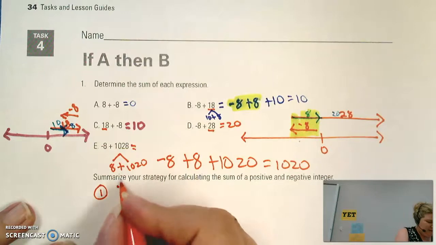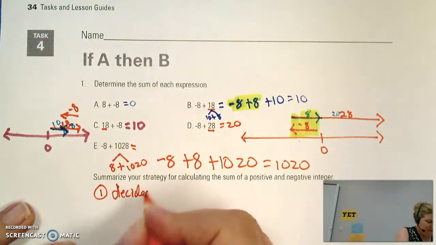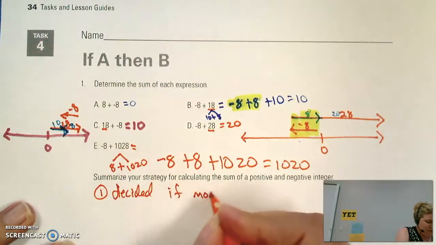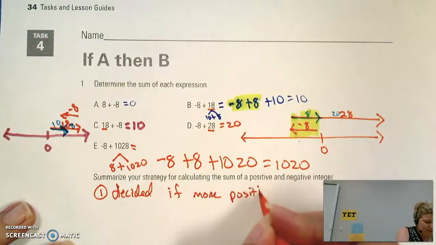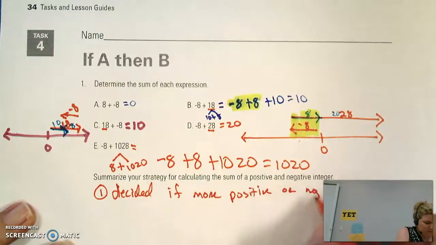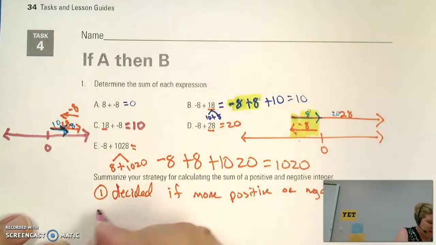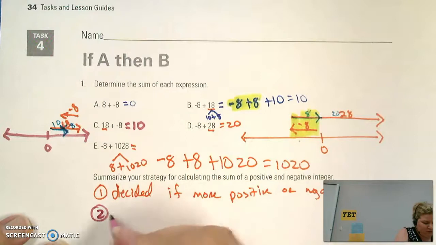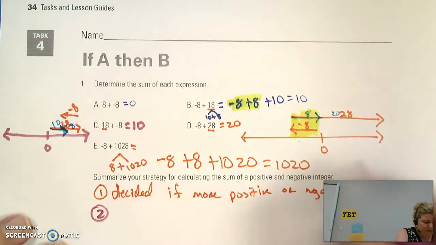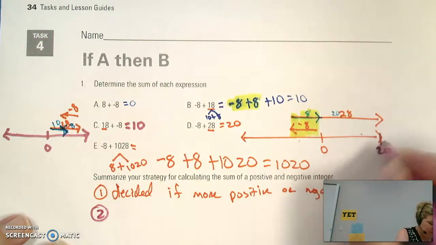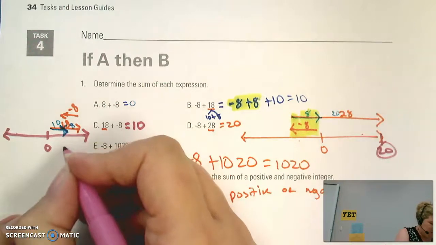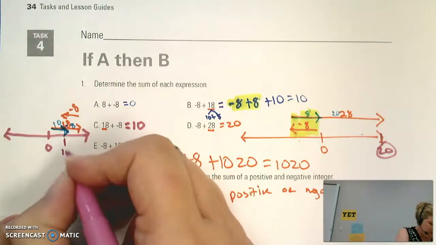I decided if there was more positives or negatives, and that gave me my sign. And after I did that, I drew it, saw where I landed. Here I would have landed at 20. Here I would have landed at 10.